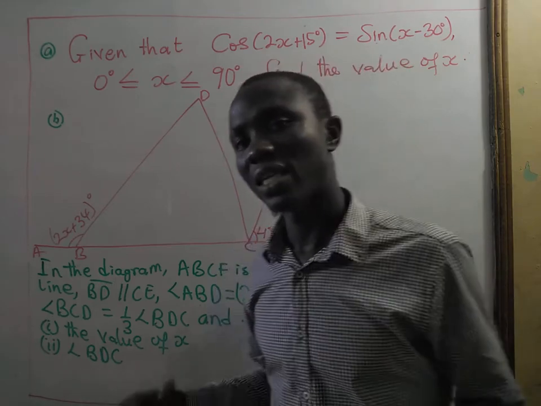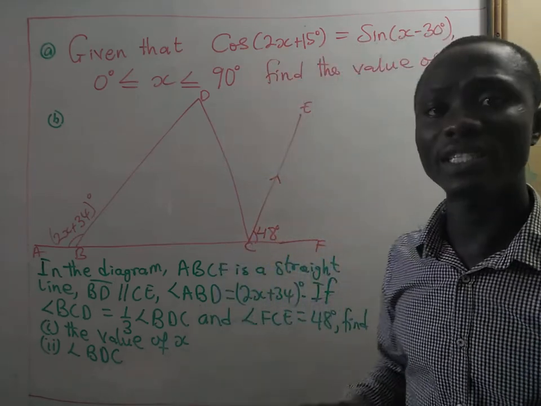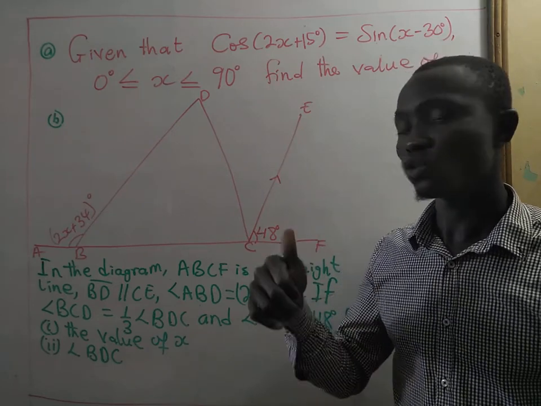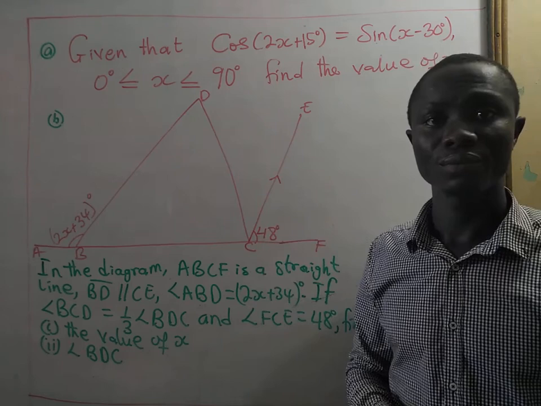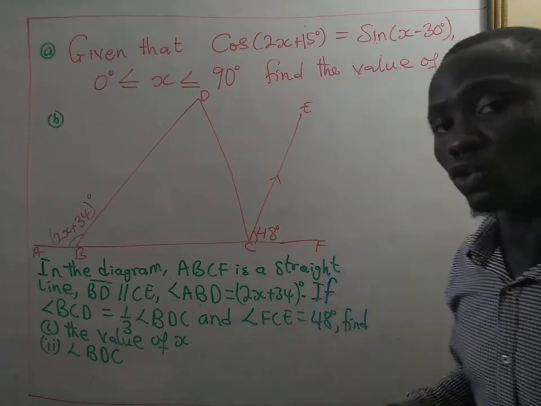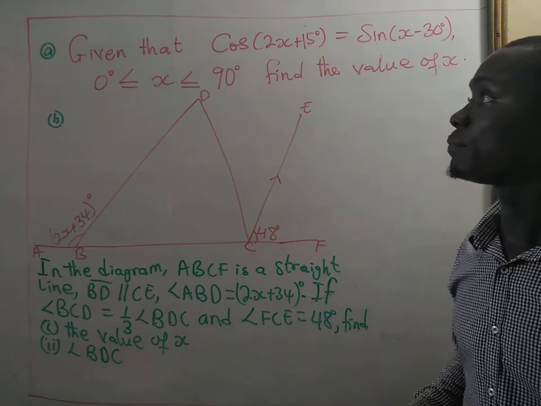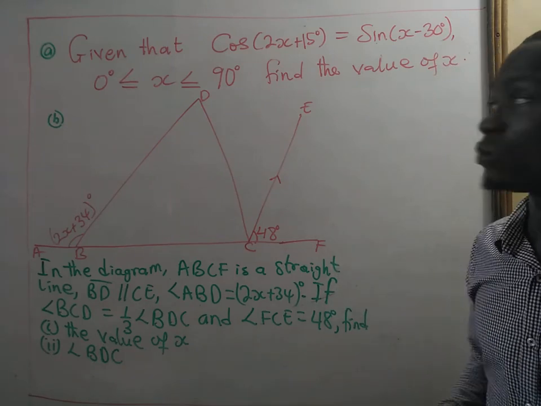In this lesson, we're going to look at WASSCE 2022 General Mathematics Paper 2, and this is question 11. That is 2022 WASSCE General Mathematics Theory question 11. So let's see how we get the solution.